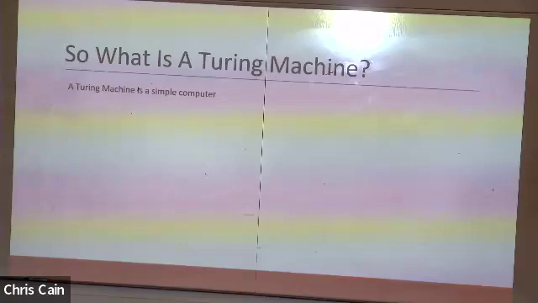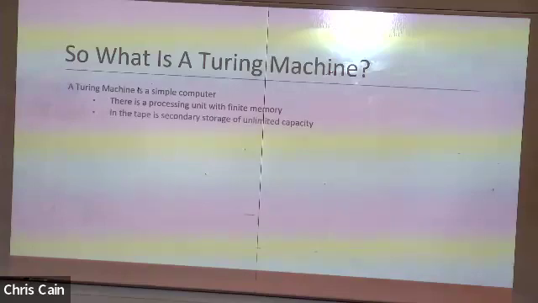So thinking of the components of a computer, we have a processing unit with a finite amount of memory. Think of it as cache. The memory is just the internal states of the control unit. The tape is our secondary storage. You can think of this as either RAM or hard disk space that has unlimited capacity. We need this to be able to get some theoretical results, like what is computable if you have an infinite amount of RAM or an infinite hard disk.